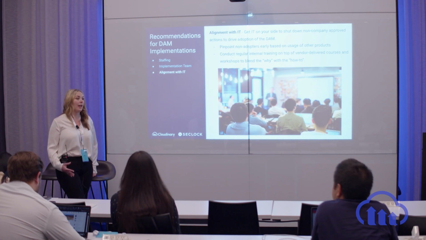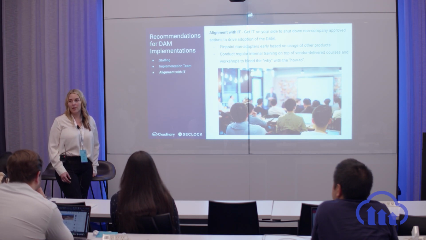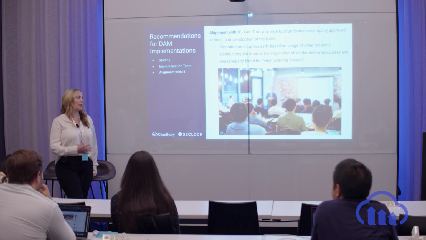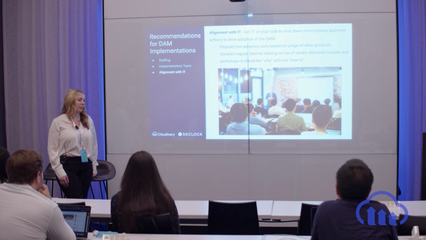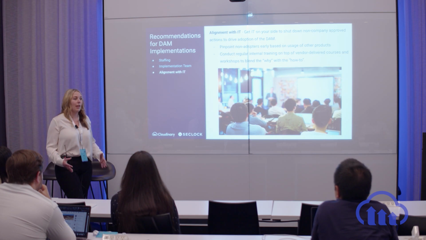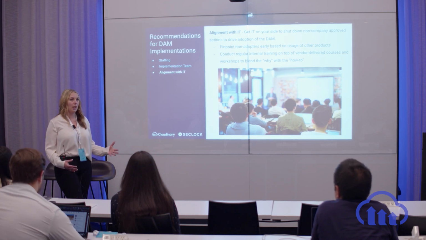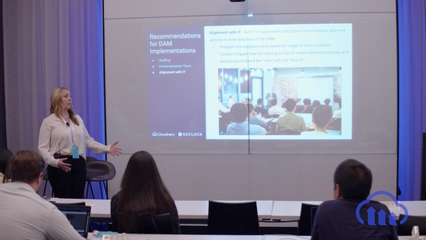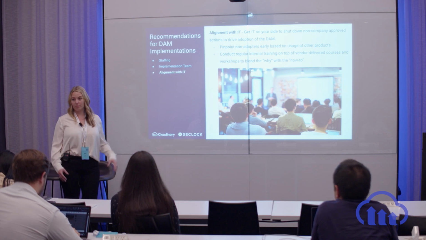So I really had to lobby to get IT on my side and say, can you please tell these people to stop using all of this stuff? That'll force them into using the DAM. And then you should also just get them on your side in general so that they can just help. If they get questions from people about like, this isn't working in Dropbox, they should redirect those people to you. So you can say, actually, you should be using the DAM instead. That stuff's all in the DAM.